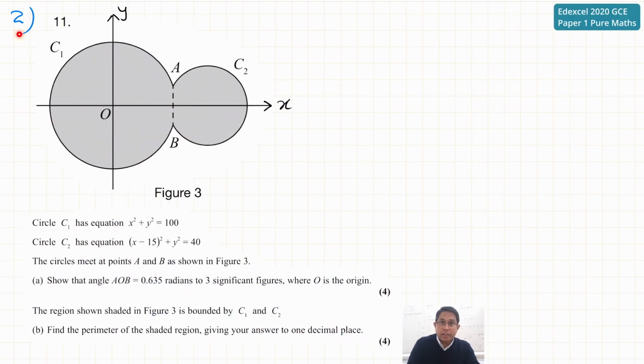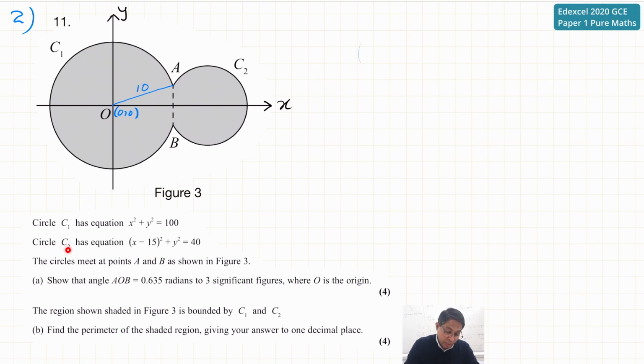Question number 2. Let's see what you got here. Circle C has equation x square plus y square. Therefore, we can see the center of C is 0, 0 and the radius of this circle is square root 100, that is 10. So we can put this information on the diagram. Coordinate at O is 0, 0 and radius of circle C is 10. So we can draw this line here. This length should be 10.